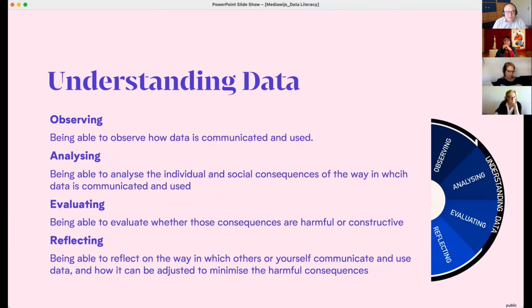On the other side, we have understanding data, where we have more classical aspects of being able to observe how things work, being able to analyze. And then, for instance, analyze is also what are the social consequences of data in society. Are these consequences harmful or are they constructive? And how can we mitigate harm, which is reflecting, being able to reflect on your own behavior, on other people's behavior, on the role of data, and whether this is contributing to a just society, and how we can actually minimize harmful consequences.